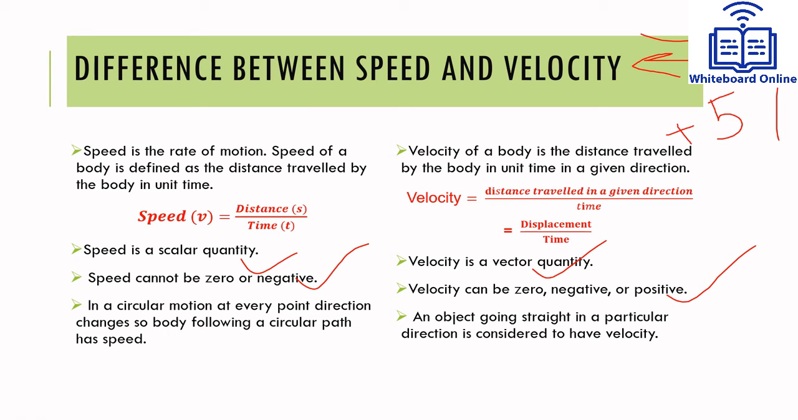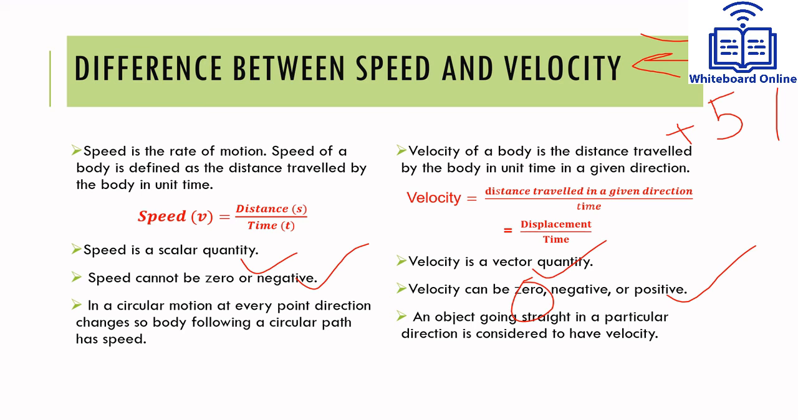And how can it be 0? Velocity can be 0 if displacement is 0. And when will displacement be 0? Displacement will be 0 if the initial position coincides with the final position of the body, if the body comes to the initial position after moving for a certain period of time. But speed cannot be 0 because there must be a distance if a body is in motion. And speed cannot be negative either, because speed carries only magnitude, and magnitude defines the amount of that physical quantity. Magnitude cannot be negative, it must be a positive value.